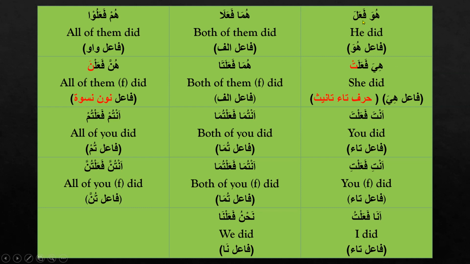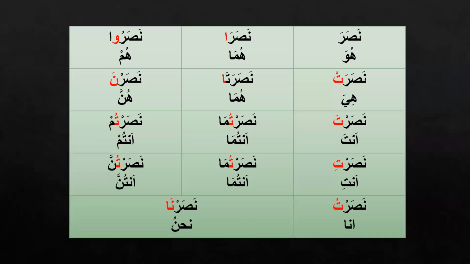Let's read. Huwa fa'ala, he did. What is the file here? File huwa, damir mustatir. Huma fa'ala, both of them did. What is the file here? Alif. Okay, file alif here.